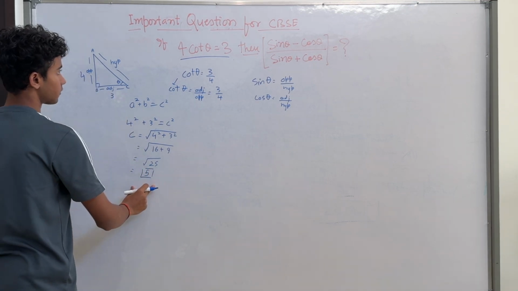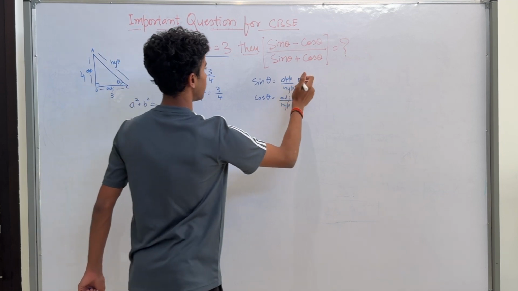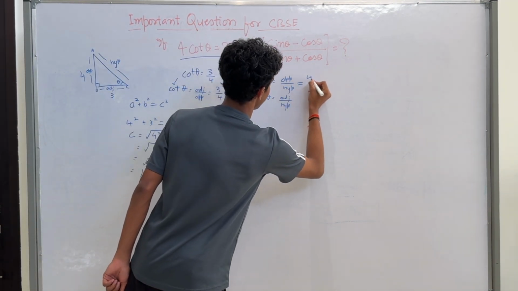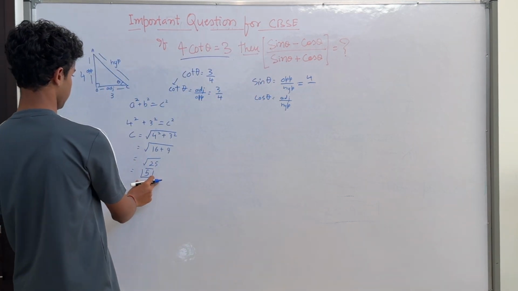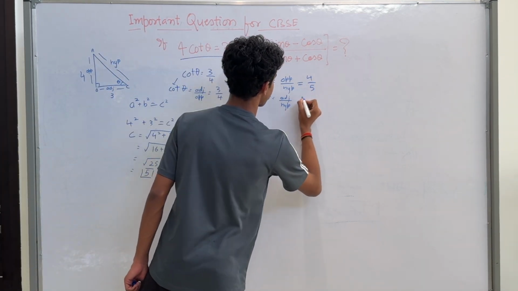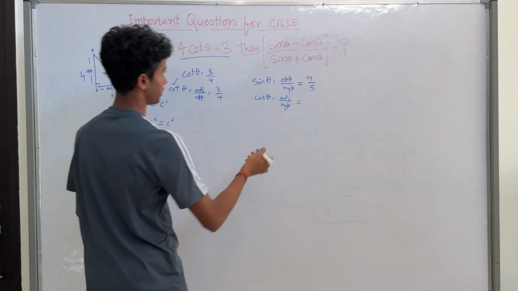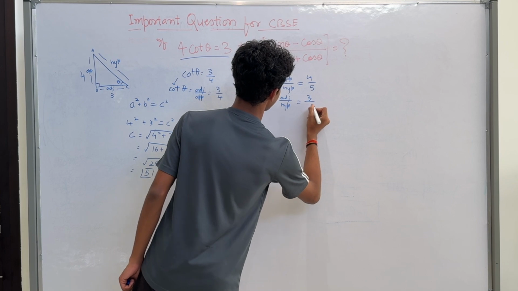Now let's plug in this 5 in these values. Our opposite side is 4, and our hypotenuse, which is also c, is 5. Our adjacent side is 3, and our hypotenuse is again 5.